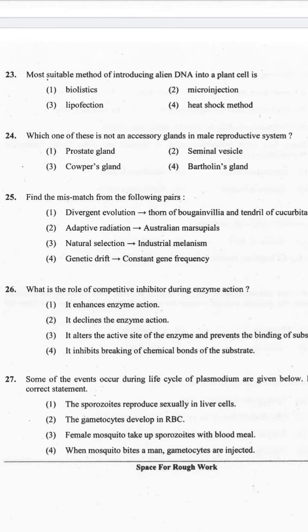Bartholin gland. And the correct answer is option 4. Prostate gland, seminal vesicle, and Cowper's gland are accessory glands. Bartholin's gland is not an accessory gland in the male reproductive system. It is present in females.